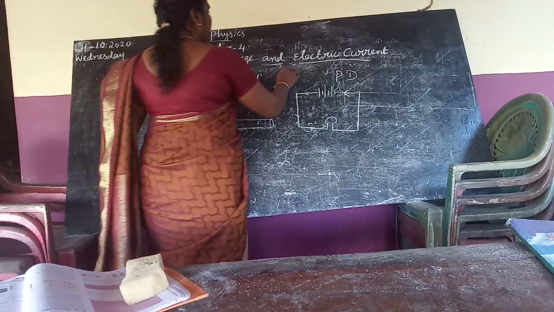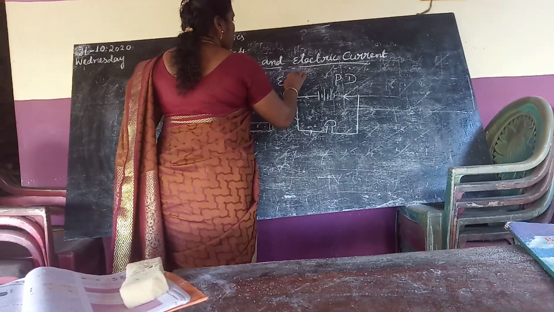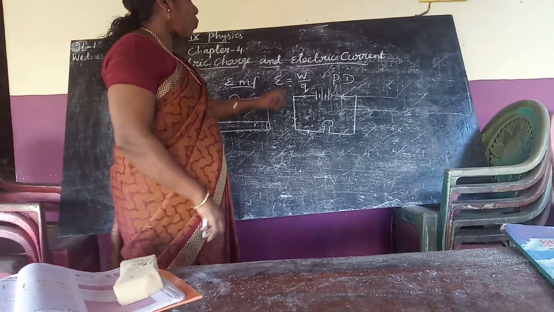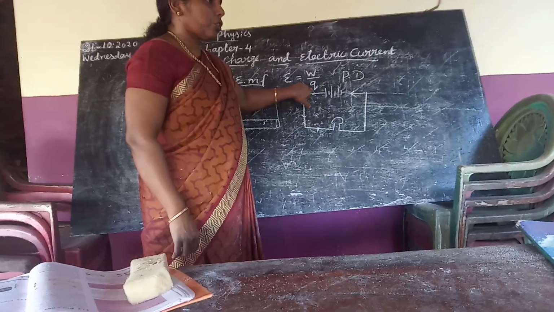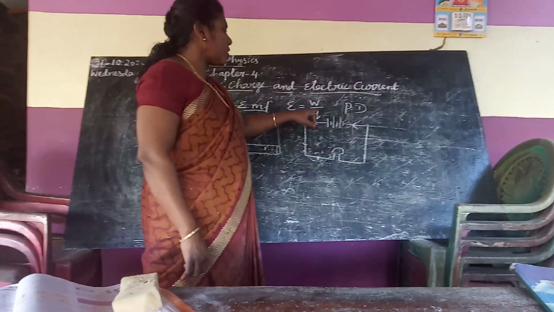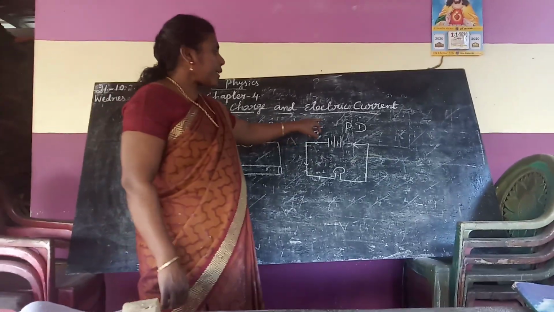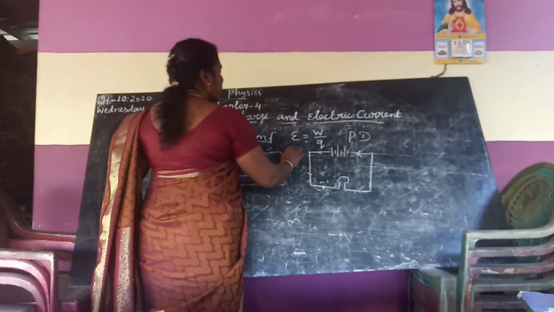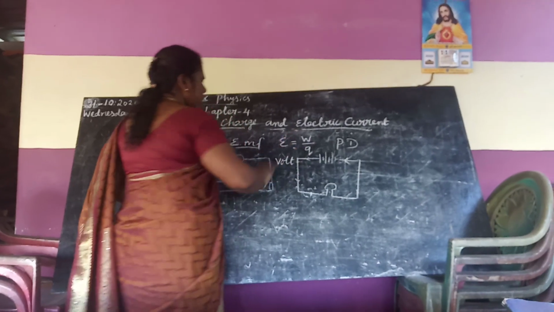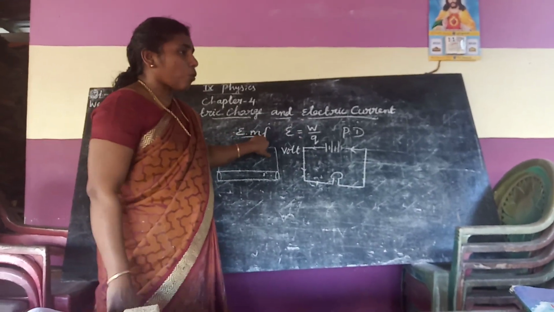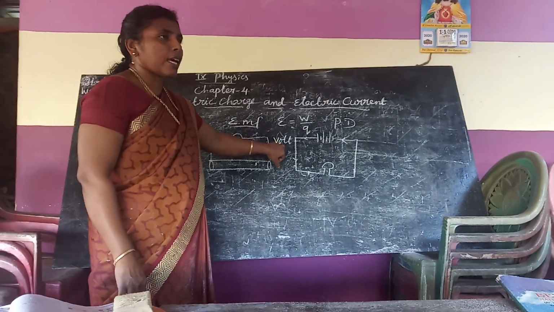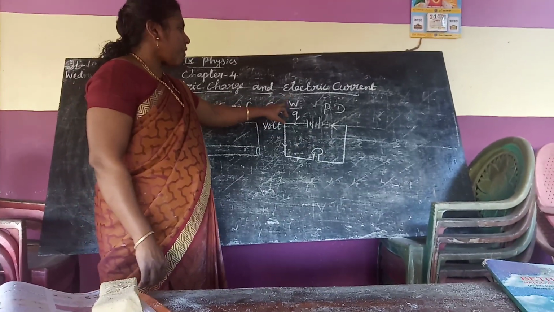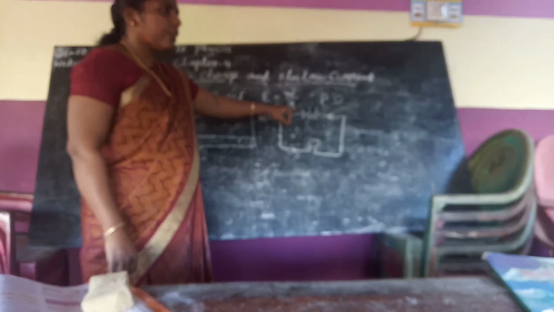EMF is denoted by the letter E, equal to work done divided by charge. W means work done. Q means charge. Work done per unit charge is EMF. The unit of EMF is volt. What is the unit of electromotive force? Volt is the unit of electromotive force. Denoted by the letter E. The formula is work done divided by charge.